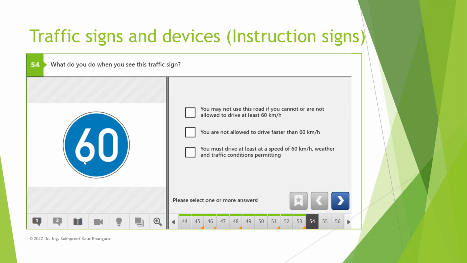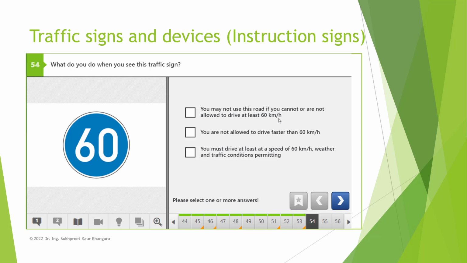What do you do when you see this traffic sign? So the difference between 60 km per hour written in the red circle, maximum permitted speed, and when it is written in the blue circle, it means prescribed minimum speed. So when you see it in the red, permitted maximum speed; when you see it in the blue, prescribed minimum speed. What does it mean? You may not use this road if you cannot or are not allowed to drive at least 60 km per hour. This is the correct option.